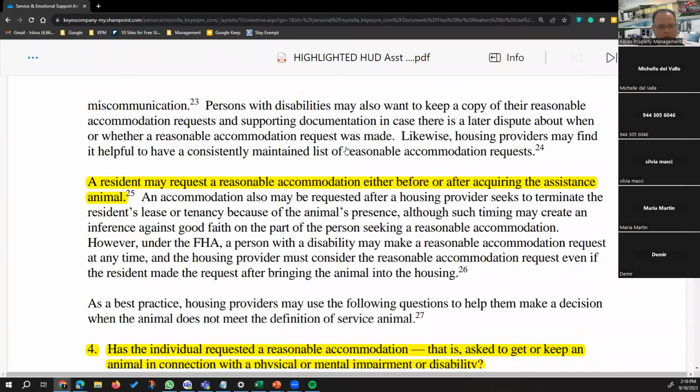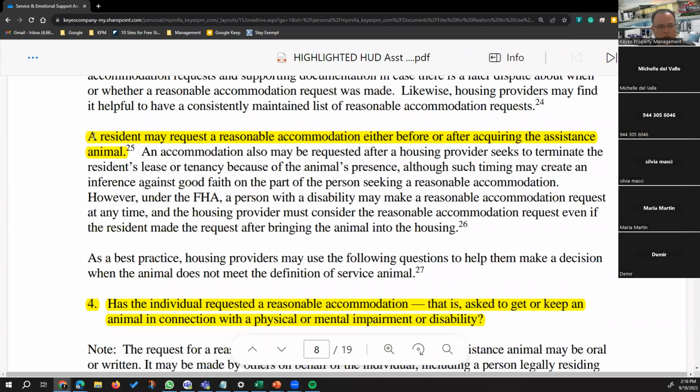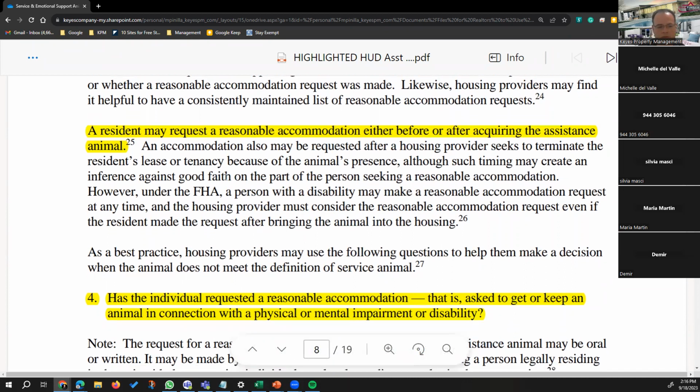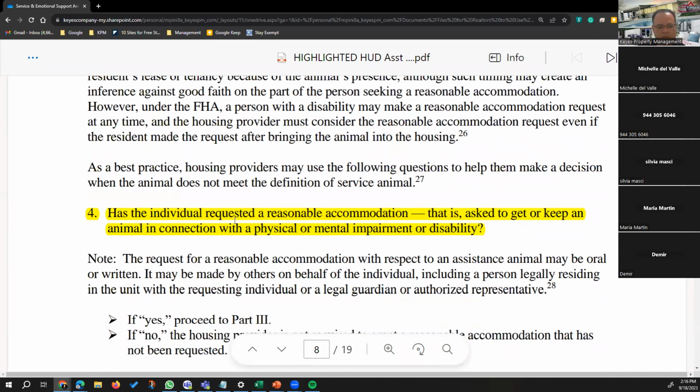And so they ask more questions here. A resident may request a reasonable accommodation before or after acquiring the assistance animal, meaning they could ask you after they get it, or they can ask you before they get it, okay? Has the individual requested a reasonable accommodation, that is, asked to get or keep an animal in connection with a physical or mental impairment? That's your next question.